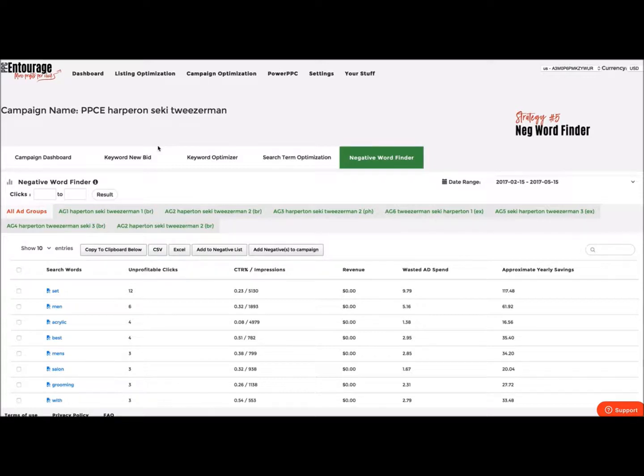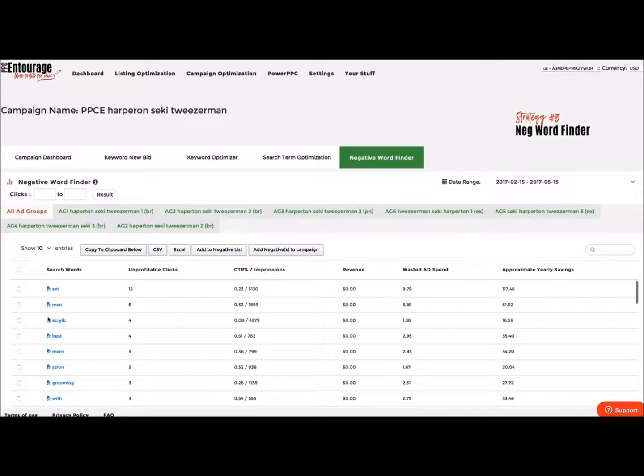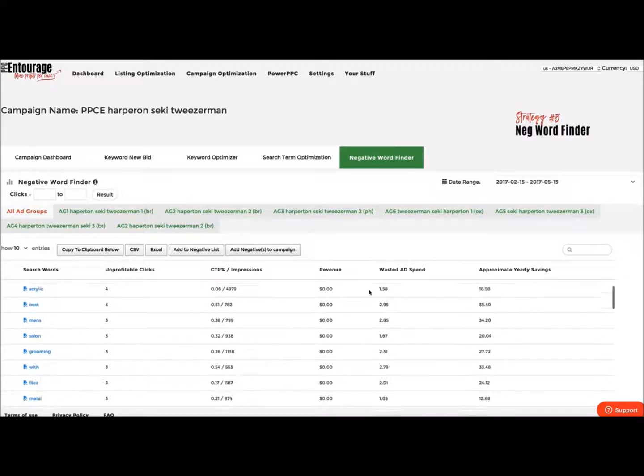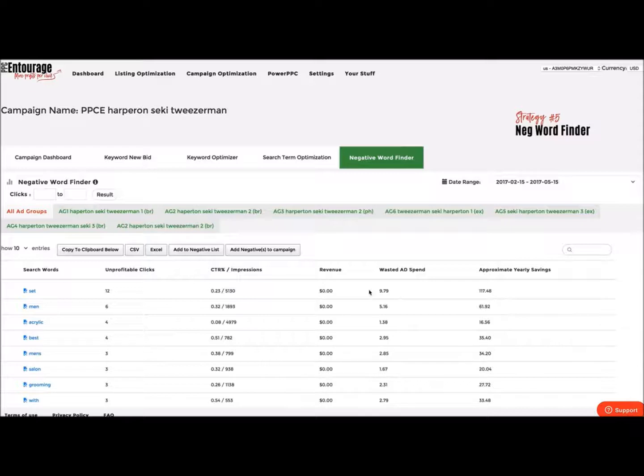So basically in negative word finder, you're going to see that we are in all of the ad groups and then all of the individual words here that are associated with unprofitable clicks are going to show up right over here. Now, some of these will have sales and some of them won't have sales. So it's really going to be up to you to look at the word and ask yourself, is this word connected to my product? And is it worth keeping based on the data? Sometimes it'll be very straightforward. It'll be easy to tell. Other times you'll have to make a decision whether or not you want to keep the word or not based on the data.